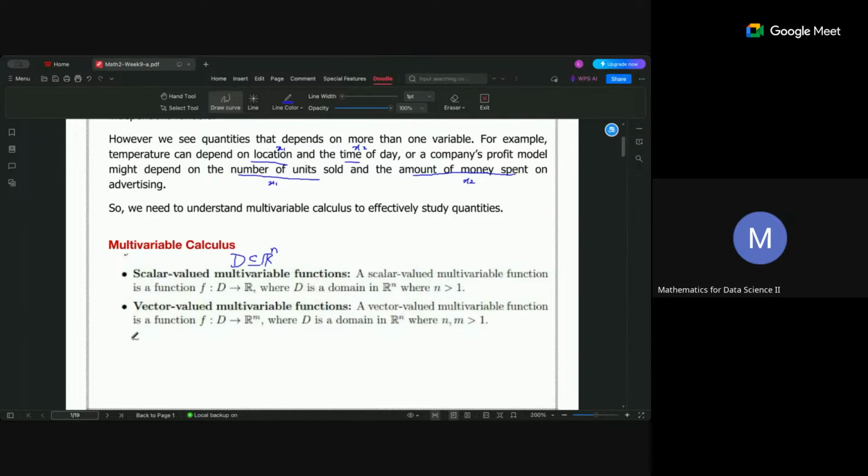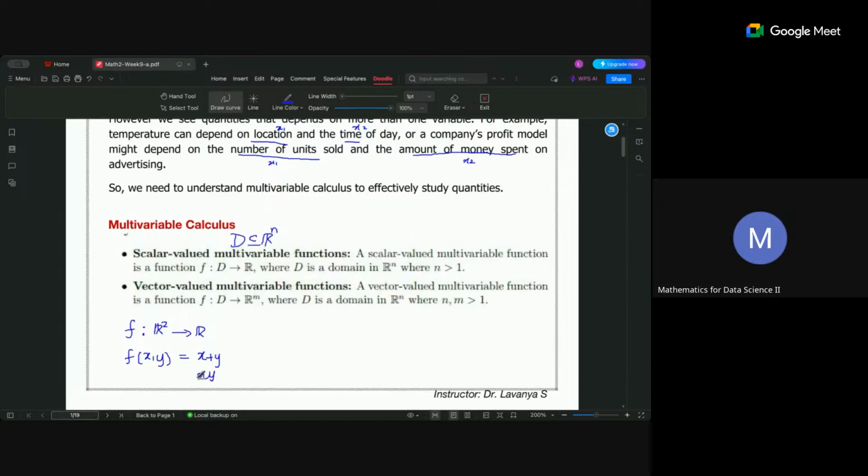Right? So for example, let us say you have f from R2 to R. Okay, so now f of x comma y, I can write x plus y or xy, right? Many things are possible. So now tell me, is it scalar valued or vector valued? Scalar valued. Yes, this is scalar valued. In short, I will write SV for scalar valued. Okay, this is scalar valued.